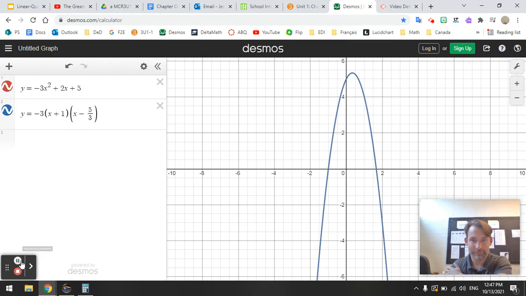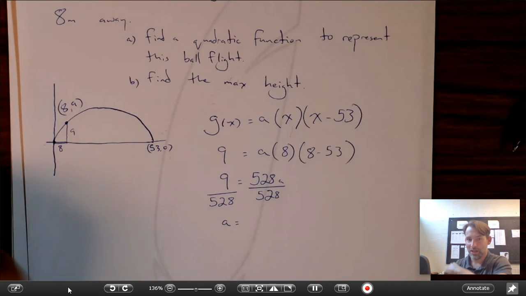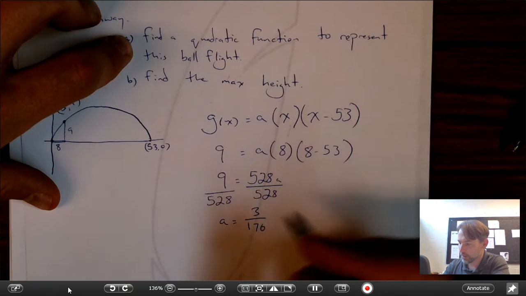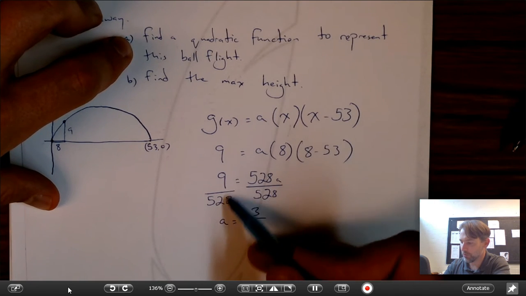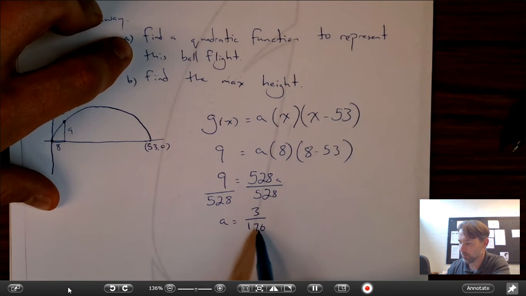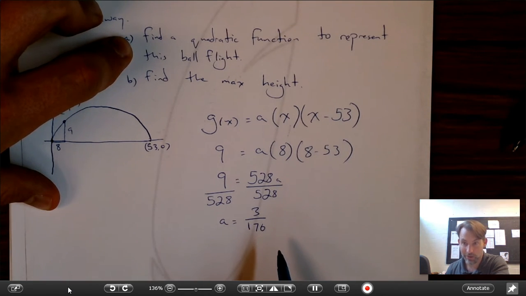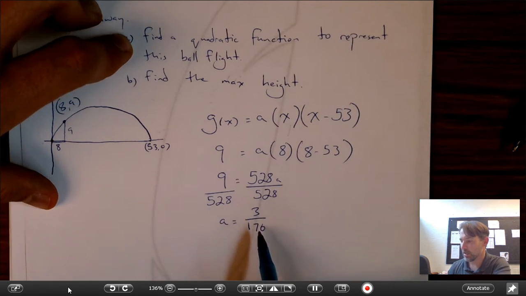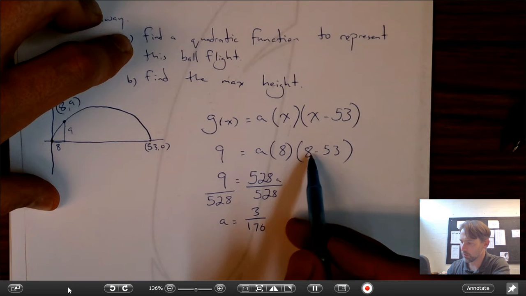528 divided by 3 is, I'm going to go over here. I'm going to push pause. Okay, I use calculators. 176. All right, so we go back here. A is 3 over 176. That's just these numbers, both divided by 3 gives me that. This number is not divisible by 3 because 1 plus 7 plus 6 is not divisible by 3. So that's my a.